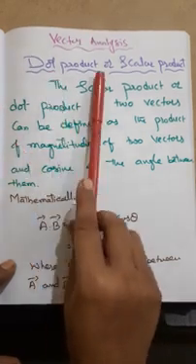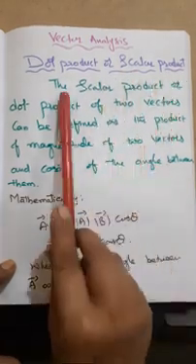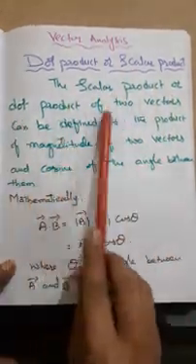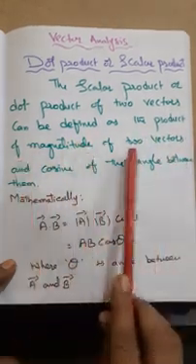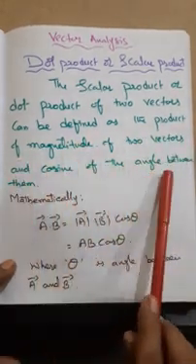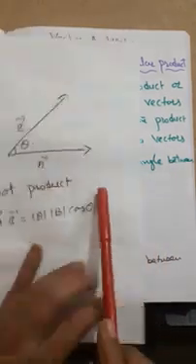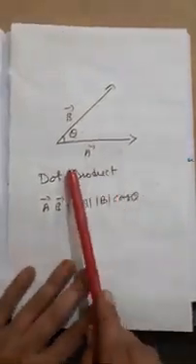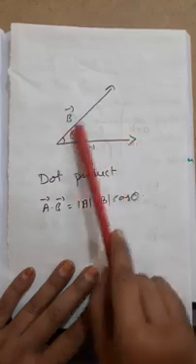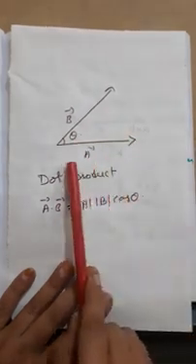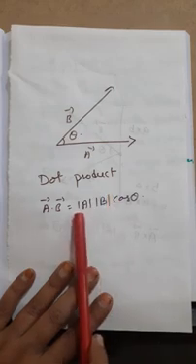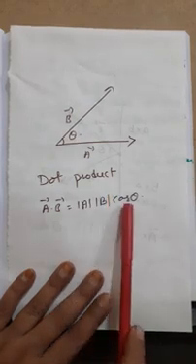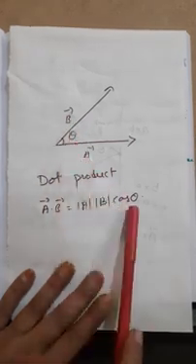Here, dot product or scalar product. The scalar product or dot product of two vectors can be defined as the product of the magnitudes of the two vectors and the cosine of the angle between them. Let us suppose there are two vectors, along this direction and this direction. Then the dot product will be the magnitude of vector A, the magnitude of vector B, and the cosine of the angle between them. So that is called the dot product.